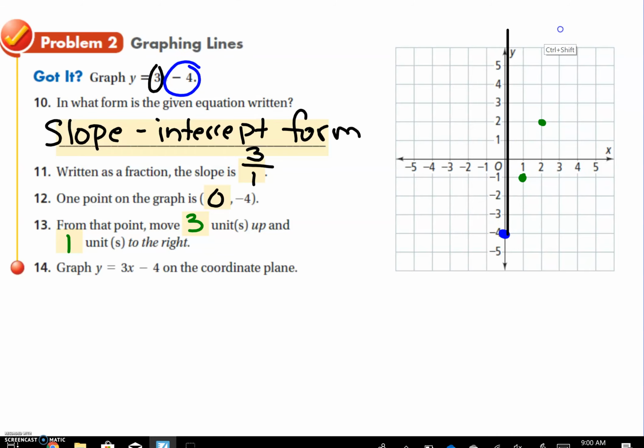Whoa. Of course, my tool's messing up here. Try this again. This isn't working out for me very well, so I'll just freehand it. So this is my line going through my 3 points right here.